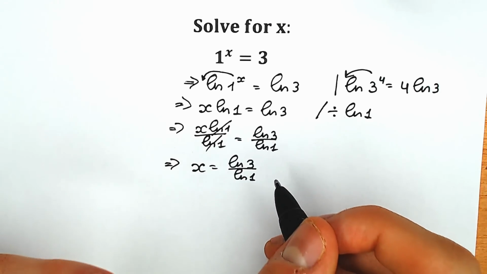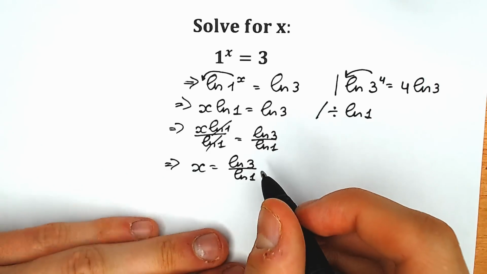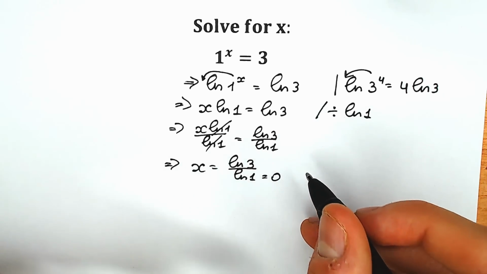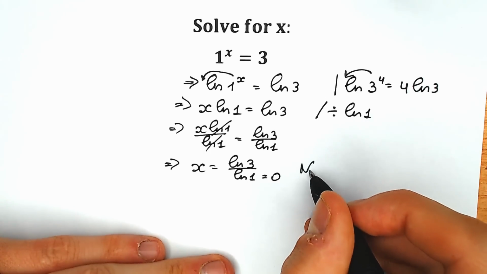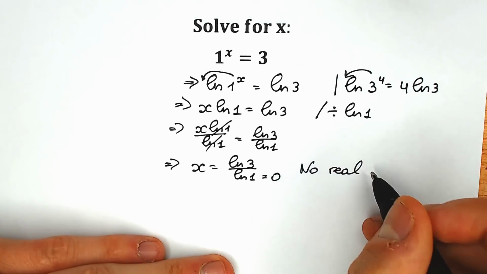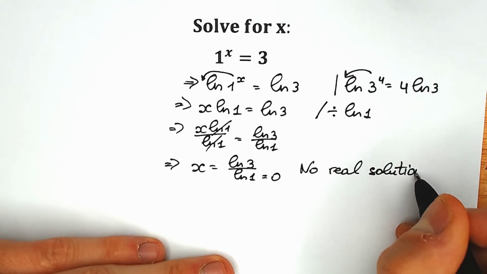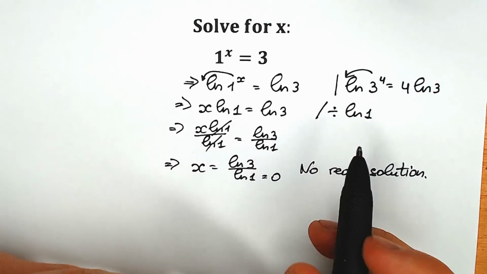But if you look closely, natural log 3 is obviously a constant, but natural log 1 is 0, so we can't divide by 0, in terms of our school knowledge. So right here we can write that there are no real solutions. It could be a solution to your school exam. This is absolutely enough for you: no real solution, and we solved this question.